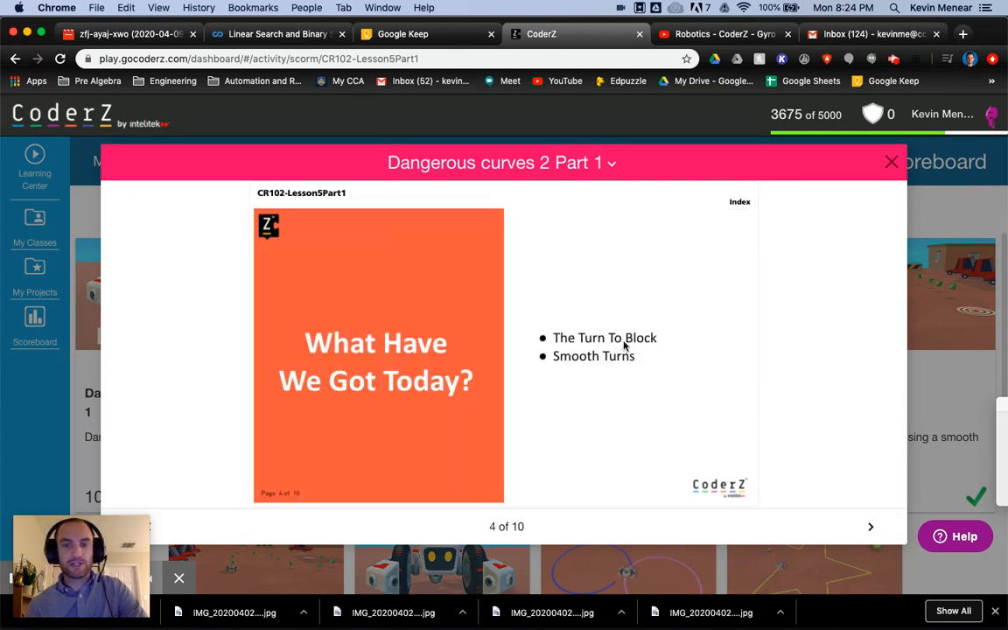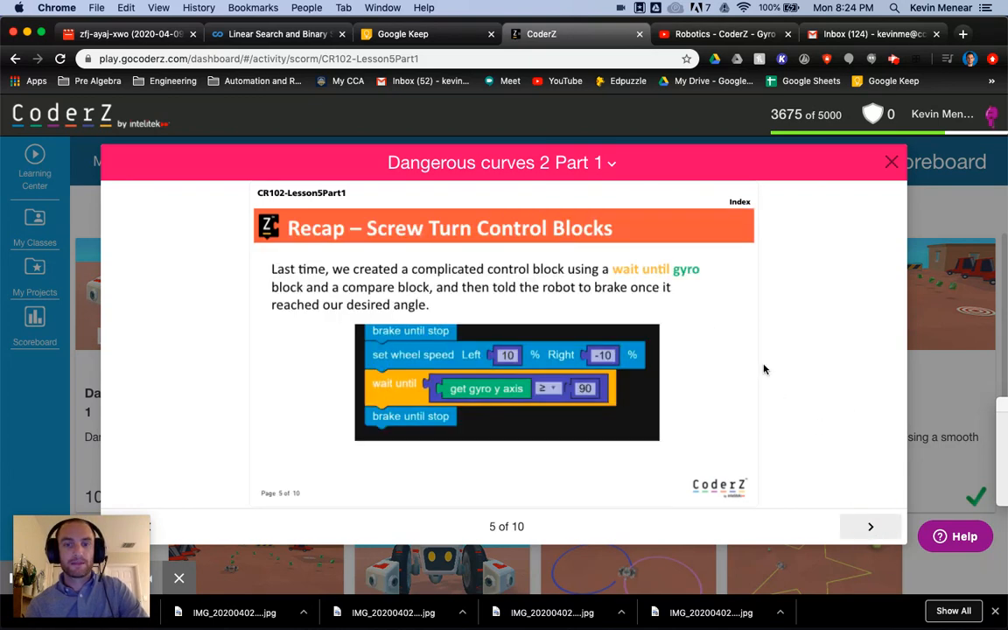What have we got today? The turn to block. That's going to make life easier. And the last thing is smooth turns. Last time we created a complicated control block using a wait until gyro block and a compare block, and then told the robot to break it once it reached our desired angle. It's hard to turn accurately with this type of code because you're overshooting every time, and you would never want your code to be like that. You would never in real life want to control a robot in such a way that there's this variability, like, oh, it's going to overshoot by who knows how much, but it'll get close. You'd never want that. So it's not accurate.